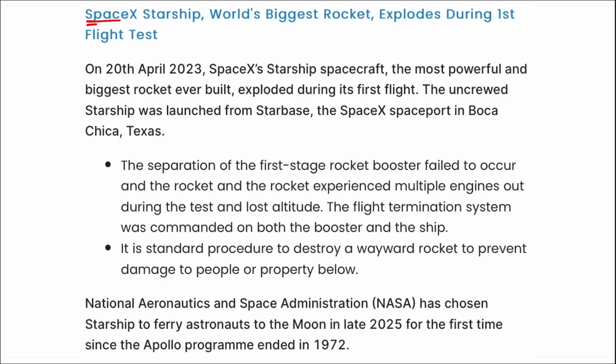Moving on, SpaceX. SpaceX Starship, the world's biggest rocket, exploded during the first flight test. Though it exploded in the first flight test, according to various news and articles that were published, Elon Musk stated that it was considered one of the successful tests, because the data that was collected during the flight was very exceptional and very helpful, and it will help SpaceX build more powerful and stronger rockets in future.